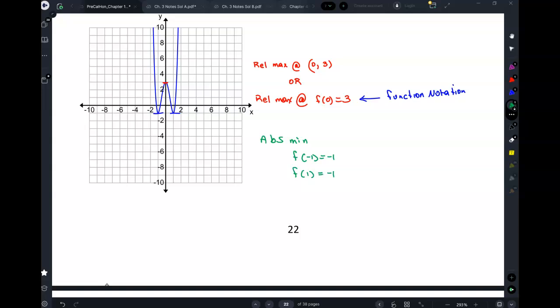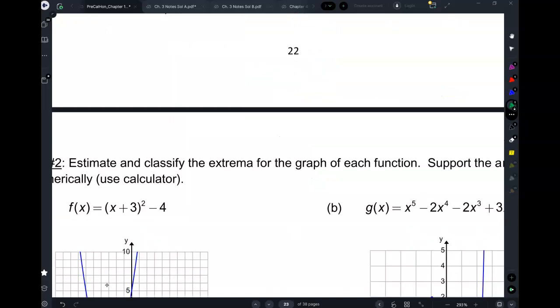Oh wait, so there can be two absolute minima? Yes. They're both like co-chairs. Could there be more than two? Yeah. There's no law. There can be infinite. Give me an example of a function that could have infinite absolute maxima. Cosine or sine, right? There's one every pi. Okay.